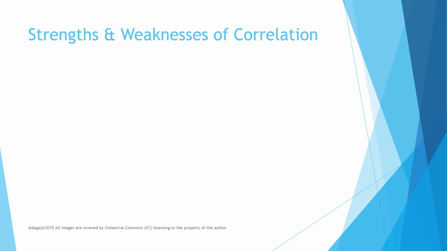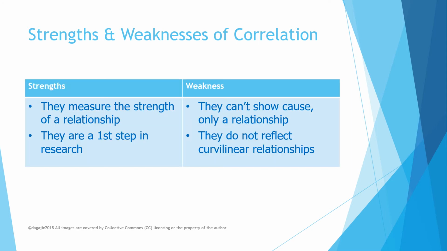So let's now look at the strengths and the weaknesses of correlations. The major strength, of course, is that they measure the strength of a relationship. We can see how much of a relationship there is between two variables. And they're often the first step in research. If we can find a relationship between two variables, then it's then worth doing extra research to try and find cause and effect. The problem, of course, though, is a correlation can't show cause.